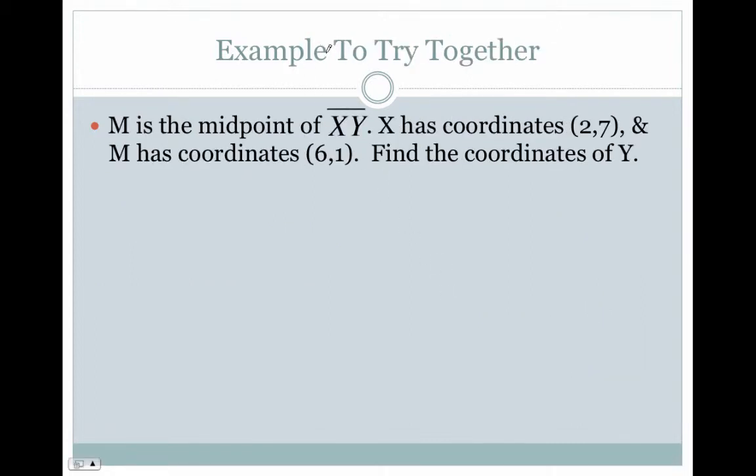All right. Now this one is a little bit more difficult. So let me see if I have a graph. I don't. Maybe you have a graph actually on your paper, so I'm going to make this a little bit more accurate. It says x has the coordinates 2, 7. So 1, 2, 3, 4, 5, 6, 7. So there's x. Write that down, make sure. And then it says m has the coordinates 6, 1. 1, 2, 3, 4, 5, 6, 1.